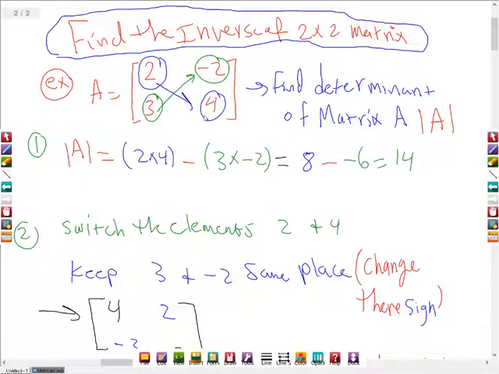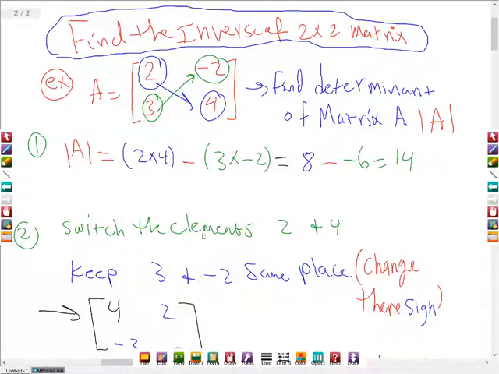The first step to find the inverse is to find the determinant. Well, that is something done before. 2 times 4 is 8, minus 3 times negative 2, 8 minus negative 6, is 14. Good, leave this on the side, we need it. Now the second step, very important. Look what I'm going to do. We're going to switch these two elements.